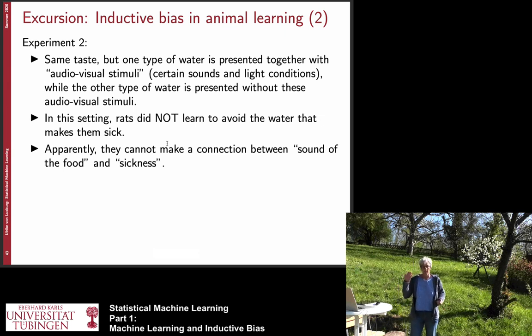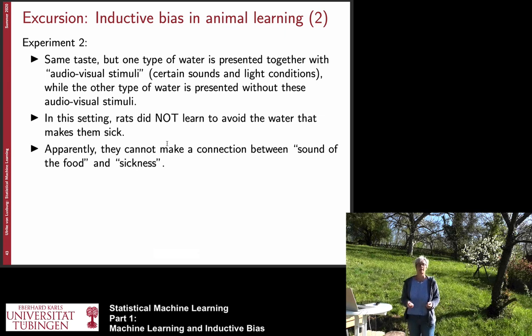But like one type of water is accompanied by certain sound and light effects. So say one of the waters is in a room that has a red light, or there's a certain bell that you can listen to if you're close to that water. And in the paper they write about audio-visual stimuli. So you have certain sound and lighting conditions, and then the water, like you have one type of water which has these kind of conditions, this particular sound, and you have another type of water which does not have this condition.